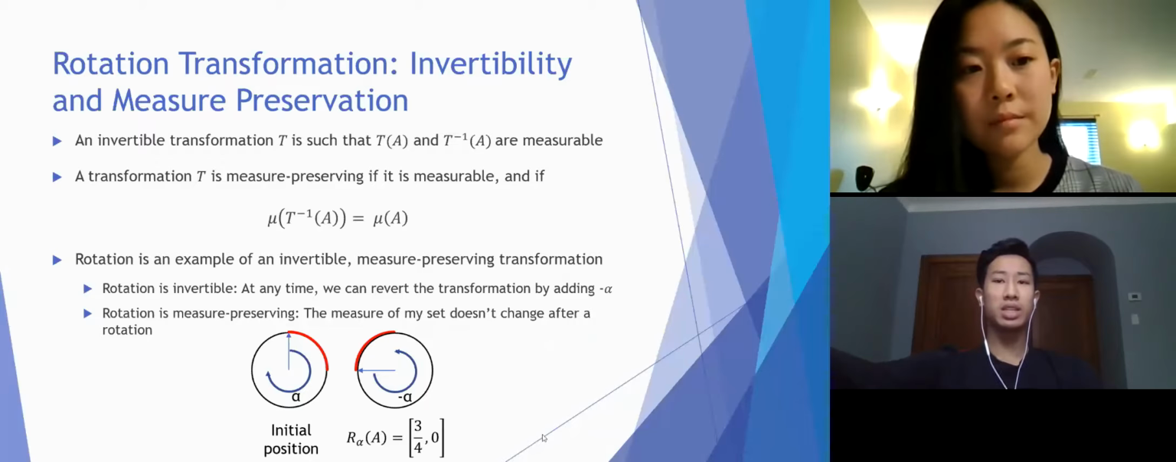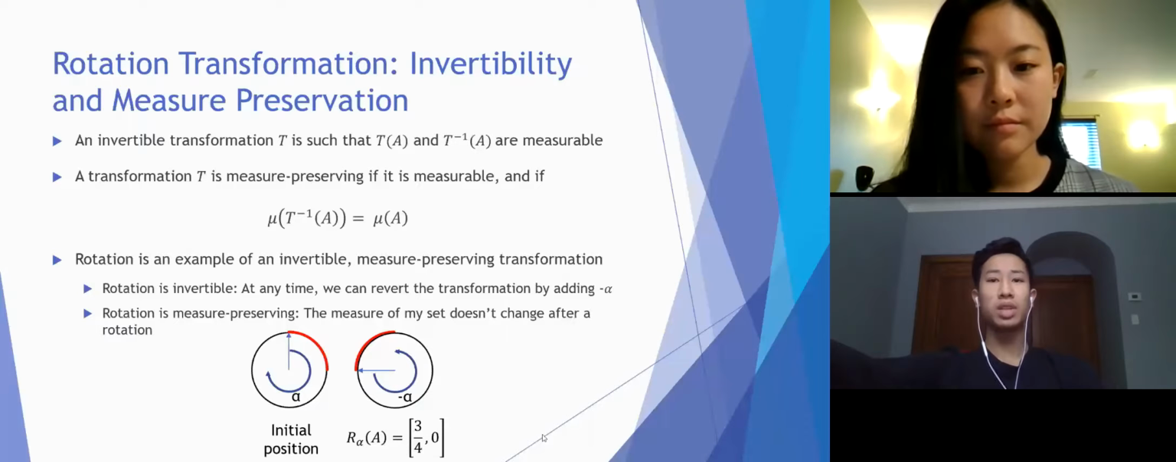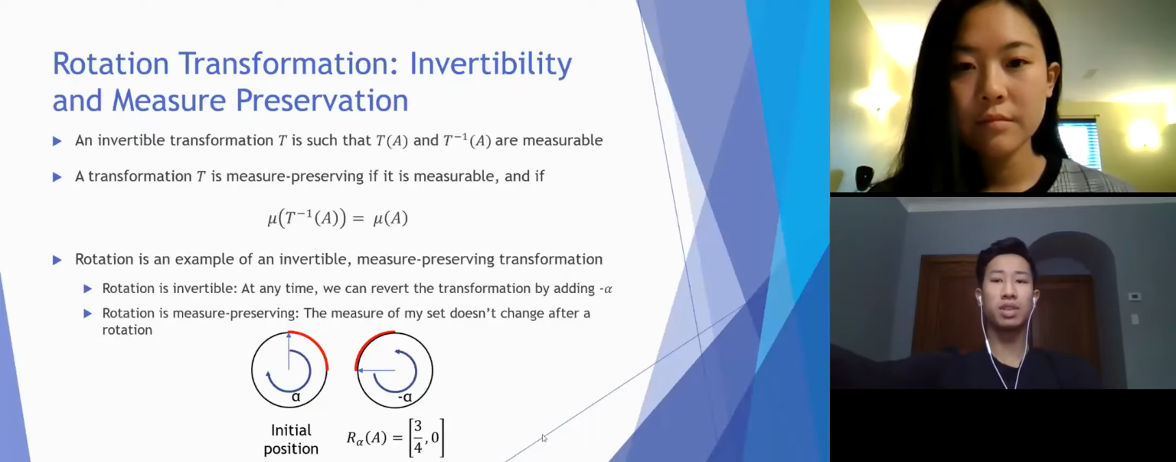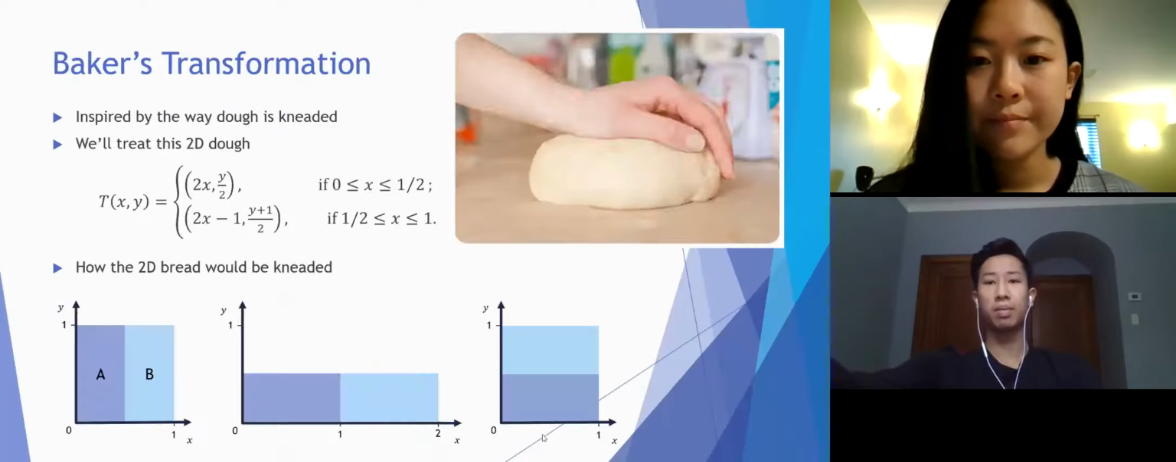We see that rotation is invertible since we can simply add minus alpha to return to the previous iteration, which is measurable. Rotation is also an example of a measure-preserving transformation because it does not change the measure of a set after transforming it. In the example, you can see that the measure of my set A in red remains 1/4 even after the transformation.